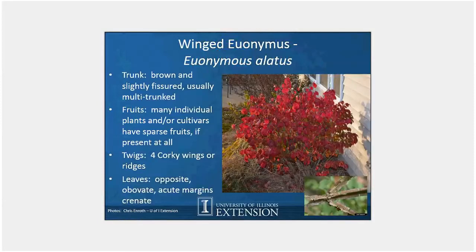But the trunk is brown, and it's usually a multi-stemmed trunk. The fruit set on winged euonymus isn't always prolific, but it is spread by birds. And so it has corky wings or ridges, as you can see in the lower right-hand corner. And that's why it's named winged euonymus. And the leaves are opposite, ovate, and have acute margins. And again, they're slightly toothed.